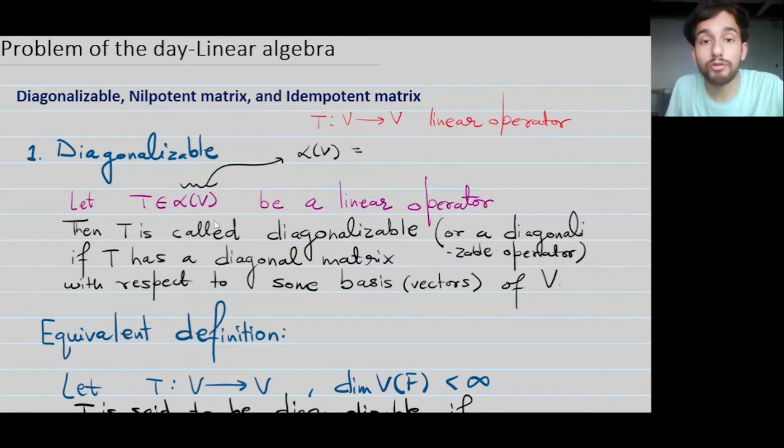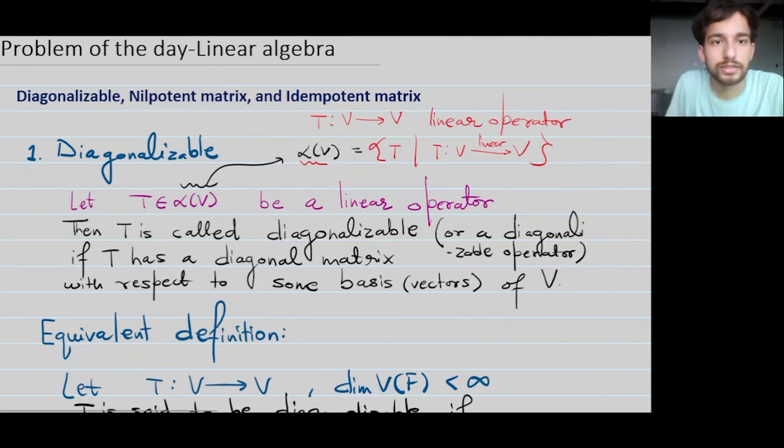Let T be an element of L of V, a linear operator. What does this L of V mean? L of V is the collection of all linear maps defined from the vector space V to itself, the same way I defined earlier, and of course they are linear. This V is a finite dimensional vector space, which I assume. If I collect all those maps and give a name to that set, then it forms a vector space, which you can verify easily.